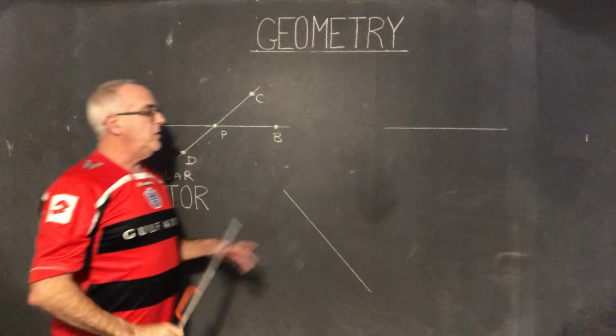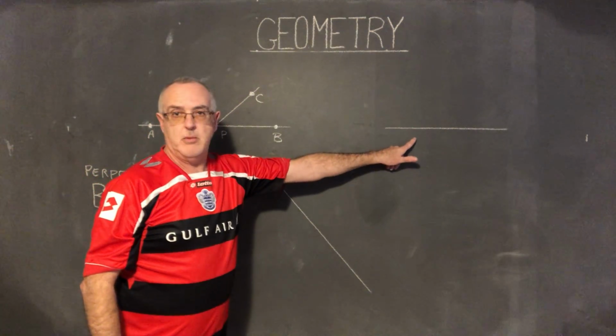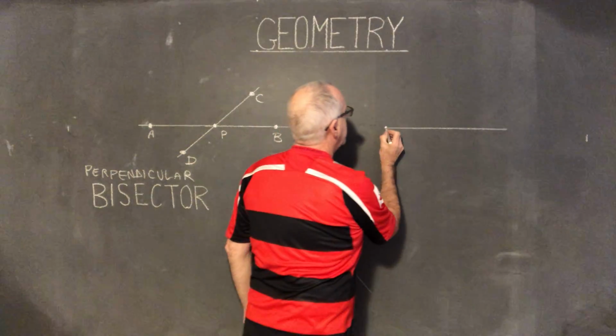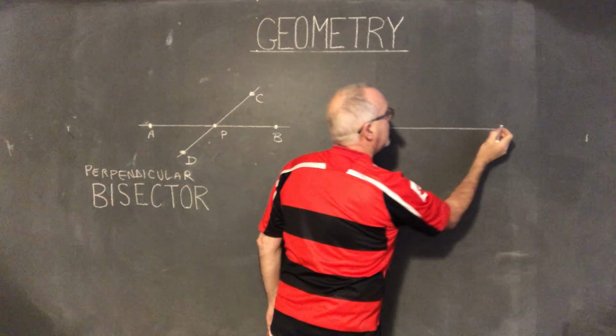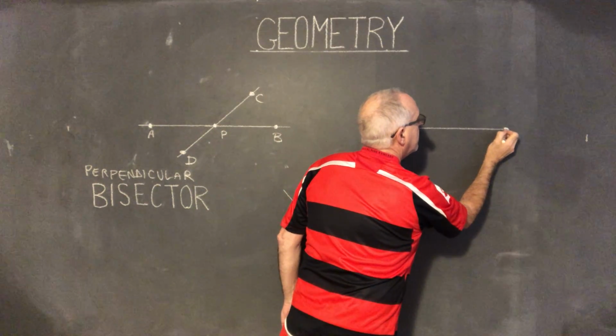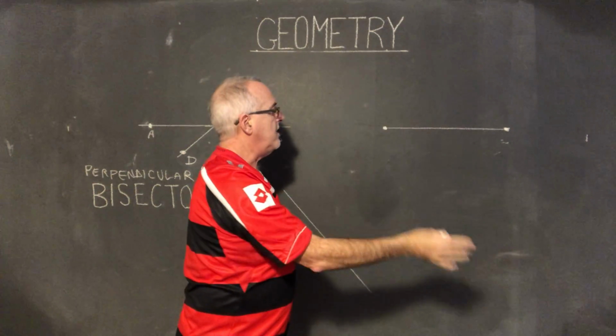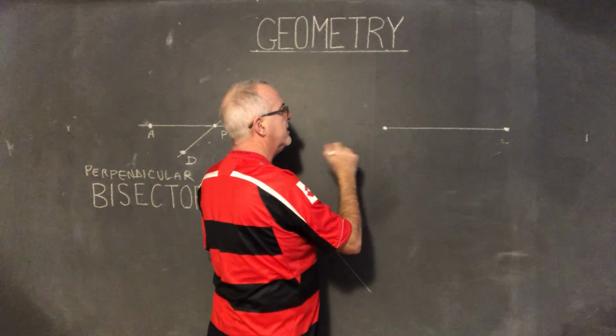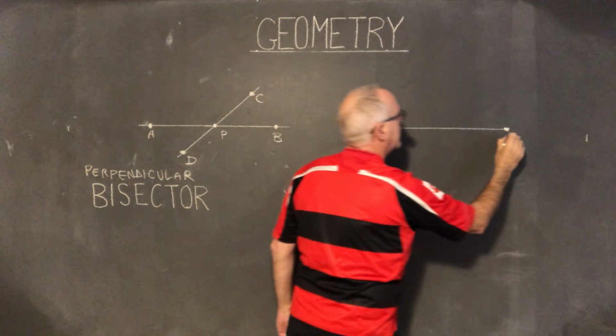Perpendicular bisector. So let's do a perpendicular bisector. I'm going to do it to this one. And first I will name this. I'm going to make this look like a line segment by putting points right at the two ends of the line that I drew. I don't know how long this is yet. And I'll call this one AB again.